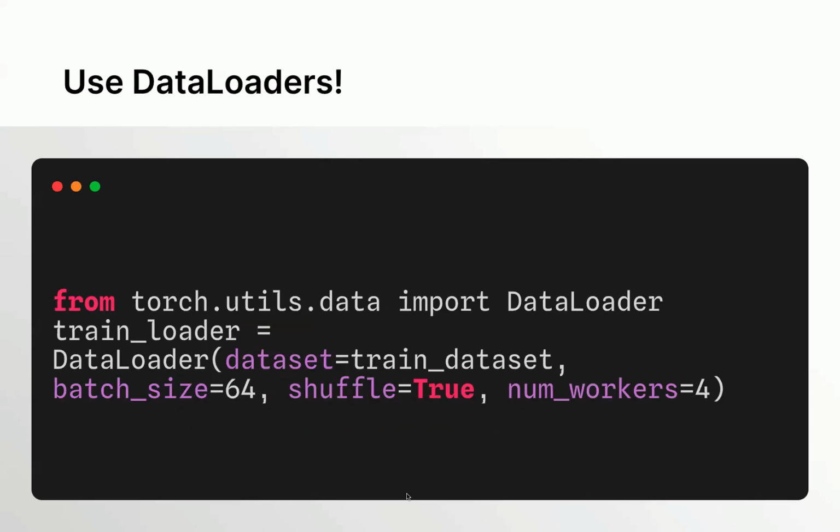It's also really important to use data loaders. Data loaders make it really easy to take a dataset. Let's say that you have a bunch of images that you're loading in using a built-in class within PyTorch, or let's say you have a self-defined dataset.